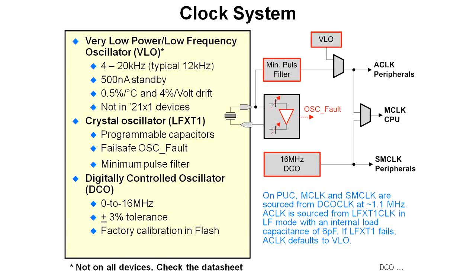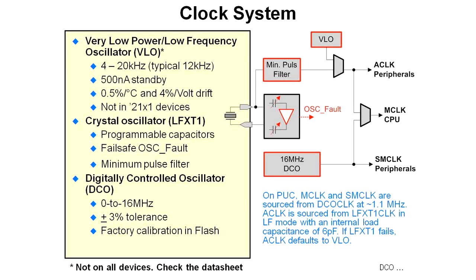There's a minimum pulse filter on there as well, and restrictions as far as what crystal you can actually put on the outside of the device. The DCO, the digitally controlled oscillator, doesn't require anything connected to it. It does its thing completely internally. 0 to 16 megahertz. Actually, the factory calibration goes from 1 megahertz up to 16 megahertz, depending on the device, in the flash. Plus or minus 3% tolerance on those.